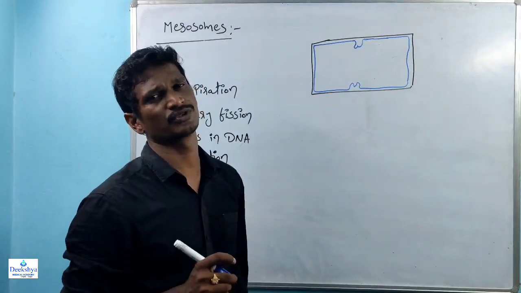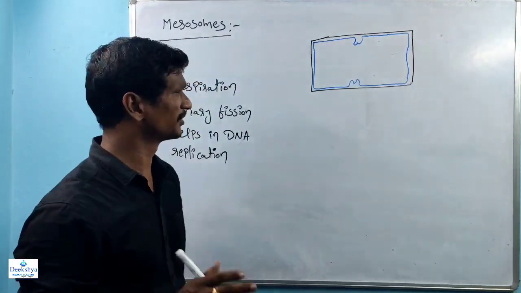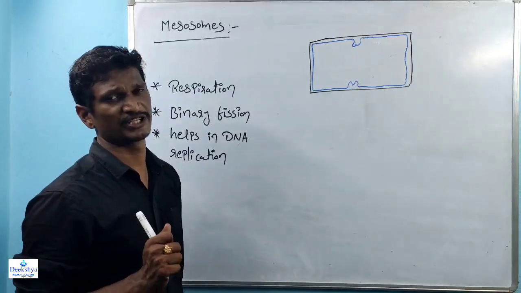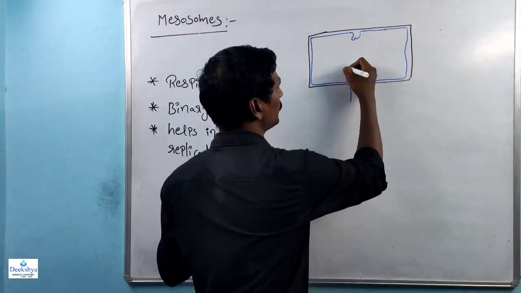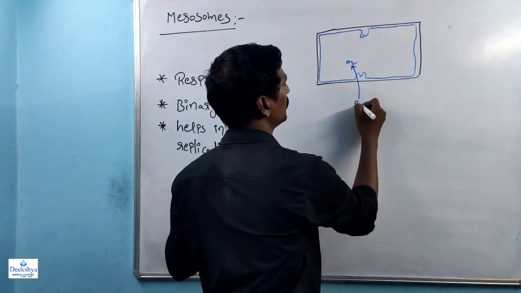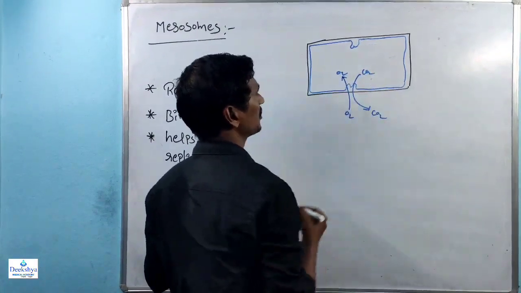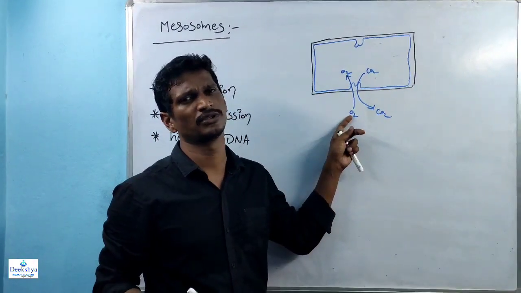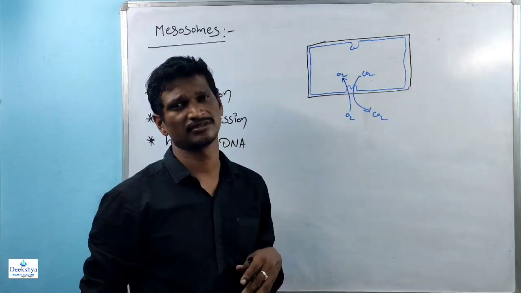What is the use of the mesosome to the bacteria cell? Simply, the mesosome is involved in the respiration process. What does respiration mean? Intake of oxygen and release of carbon dioxide. So the exchange of gases is done by the mesosomes. Sir, how do mesosomes have the capacity for the exchange of gases?